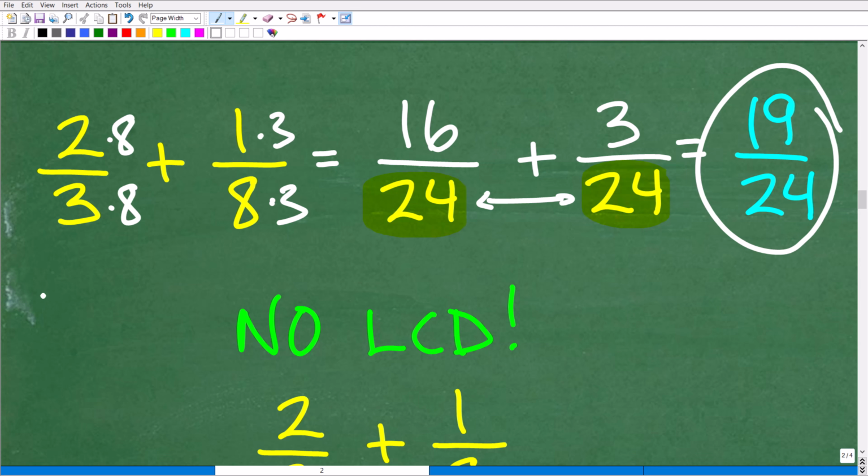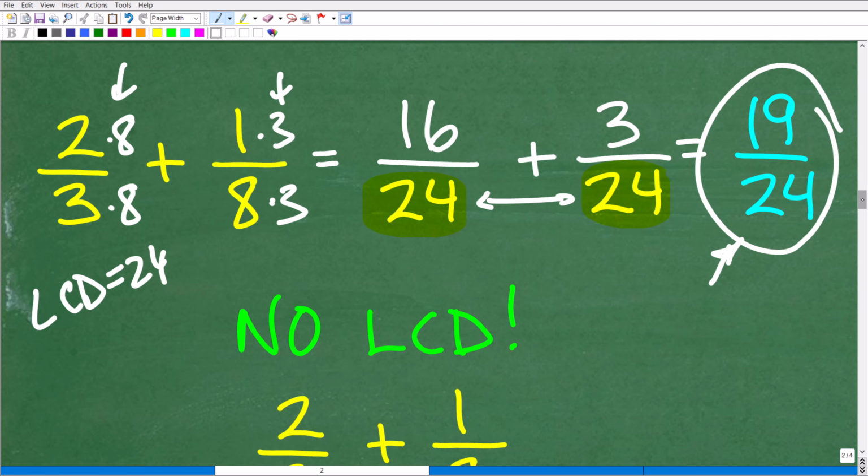Now, in order to do this problem, one, you need to recognize that the LCD is 24, and then two, you need to go through all these little changes to rewrite these fractions. And again, this is a very basic problem. But nevertheless, the answer here, 2/3 plus 1/8, is 19 over 24.